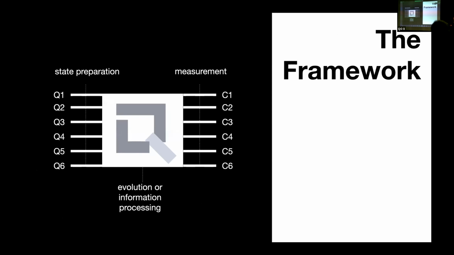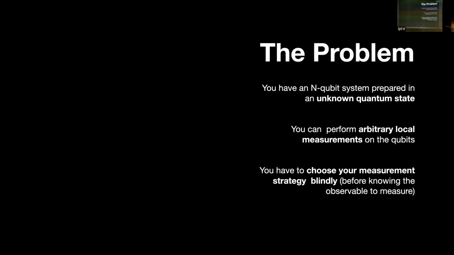So the general framework of this talk is the following. You have an n-qubit system, and then you have some evolution, information processing, some gates. It may be non-unitary, there may be noise. And in the end, you perform some measurements, so you have classical bits, a register of classical bits. It's rather general, and the problem is the following.